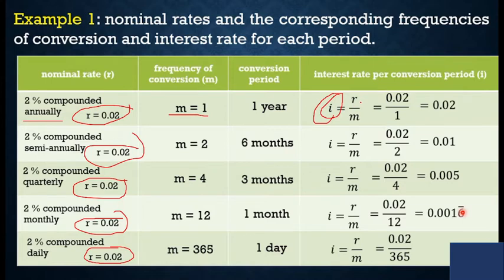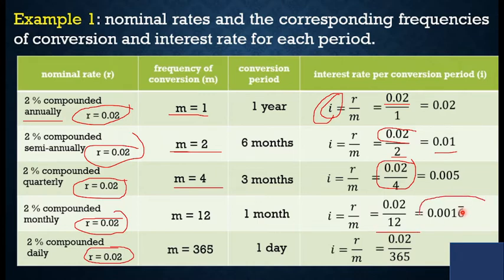Then the interest rate per conversion period, the I, equals R over M, where R is the rate. For 2% annually, 0.02 divided by 1 is 0.02. Semi-annually, 0.02 divided by 2 is 0.01. Quarterly, 0.02 divided by 4 is 0.005, since the quarterly conversion is 4. Monthly, 0.02 divided by 12.